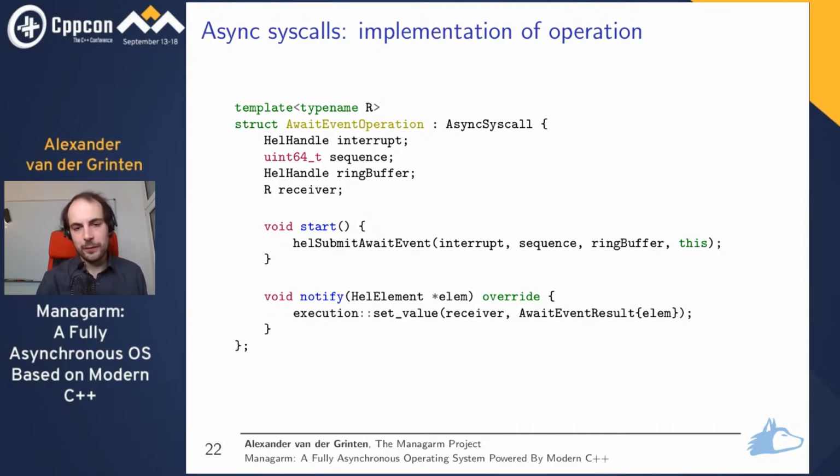We invoke the set value function on the receiver. This looks a bit different than in the diagram that I had before, because we are not calling receiver.setValue directly, but we're using some library function here. That's just a minor detail. It will invoke receiver.setValue in the end. Good, and we construct the result. As an ingredient, we just need the element of the ring buffer, and we assume that the result class takes all the data that it needs out of this element. That's how it works.